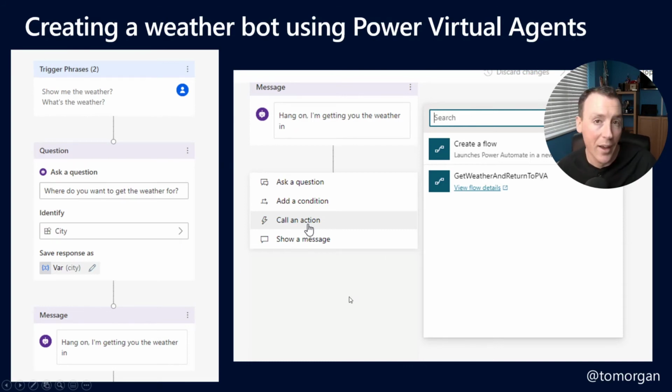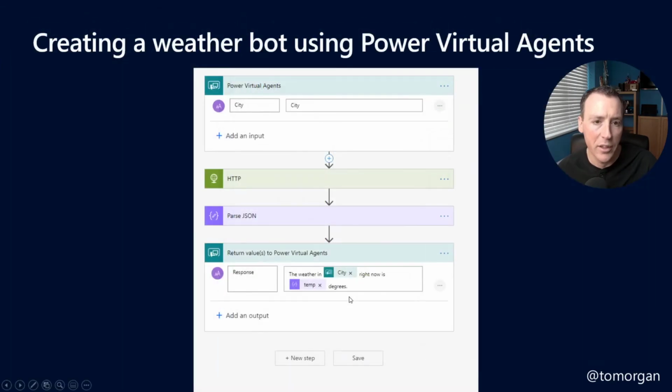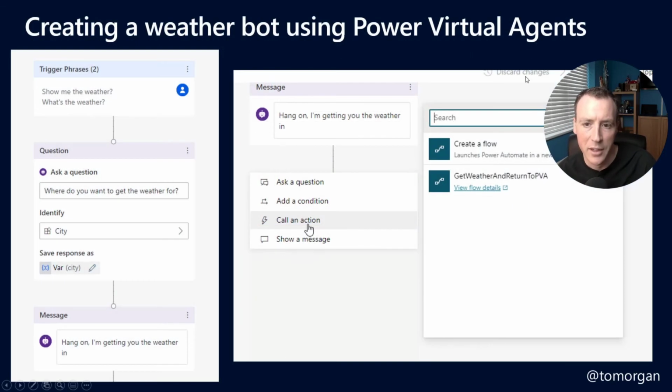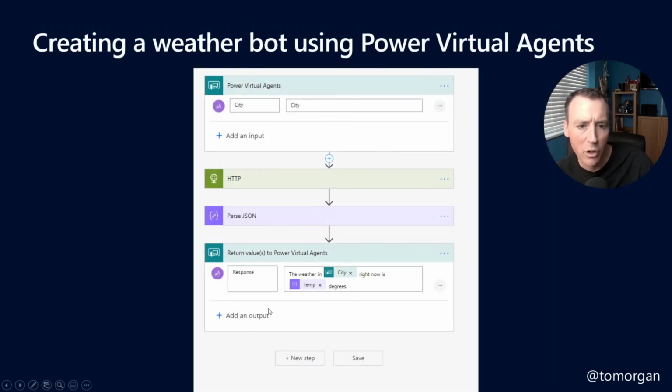If we look at that flow and see what it does, it's really simple. When you click the create a flow button here to create a new one, it's going to top and tail with these two actions to bring in the parameters from Power Virtual Agents that were prompted for. Here you can see city, and it ends with a return value to Power Virtual Agents. This is how you send the information back to your bot.